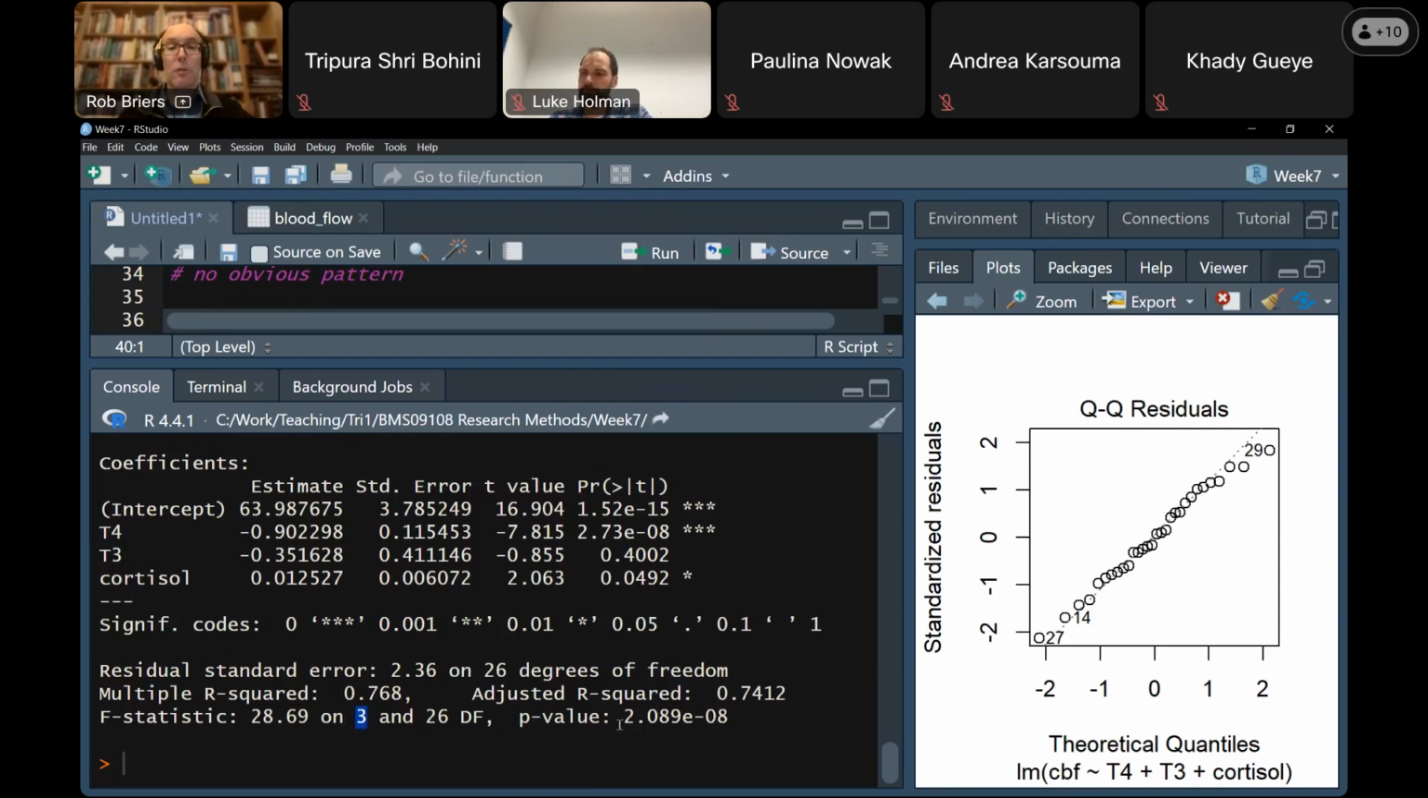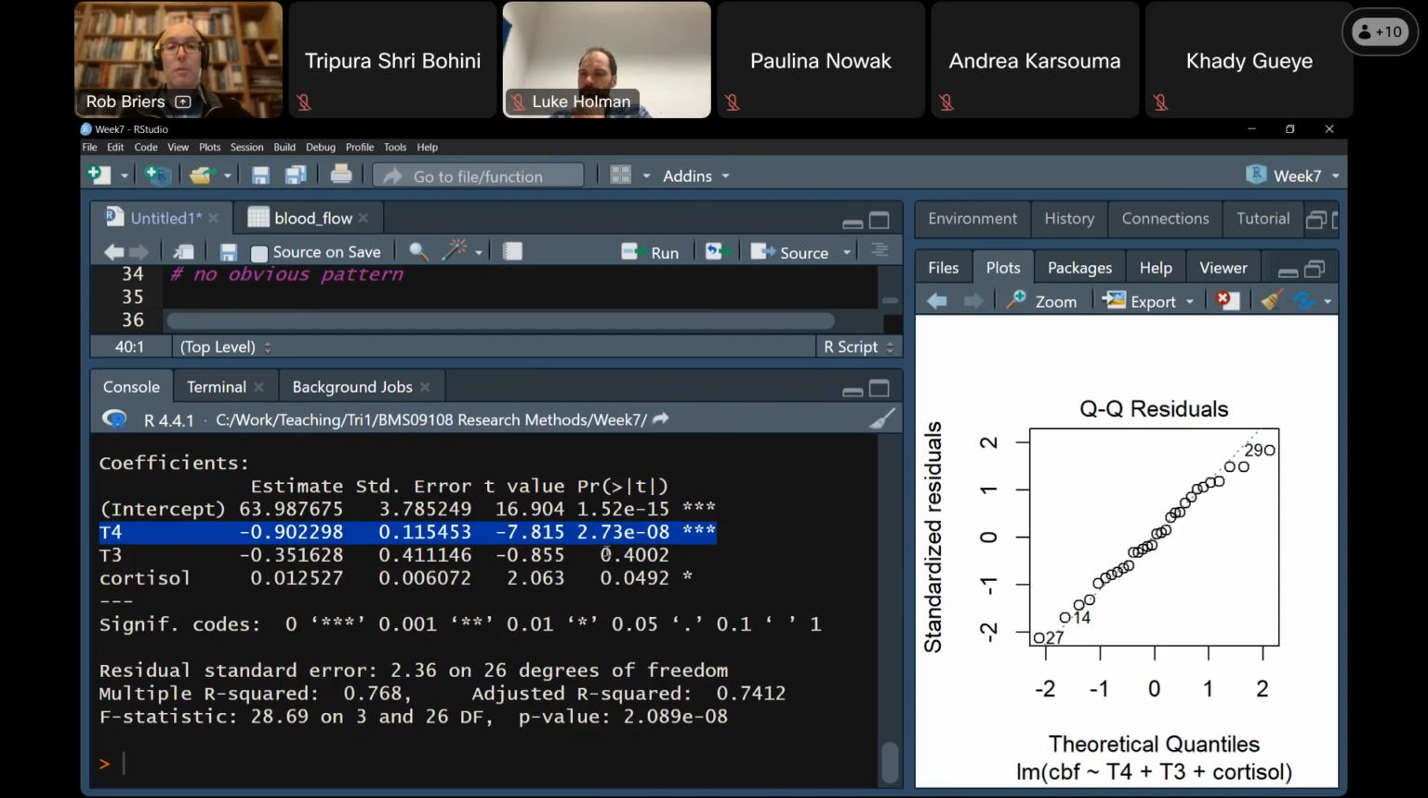Still got a significant regression, and the R squared has gone up a little bit, to 74%, which is not a huge change given that we've put 2 extra predictors in. And we've got the information about each one of those again. So T4, as we expect, is similar: highly significant, strongly negative.